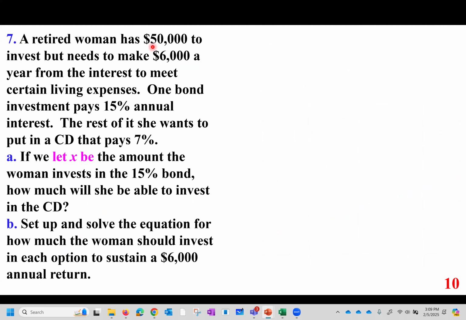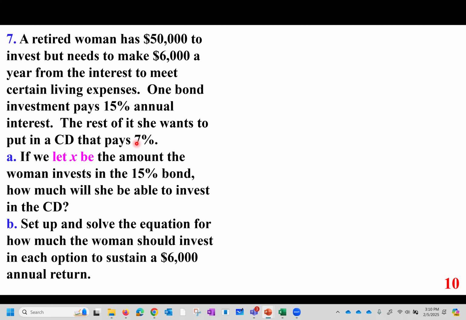A retired woman has $50,000 to invest, but needs to make $6,000 a year from the interest to meet certain living expenses. One bond investment pays 15% annual interest. The rest of it, she wants to put in a CD that pays 7%.